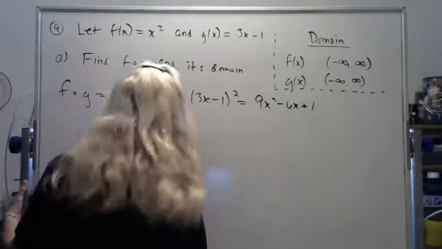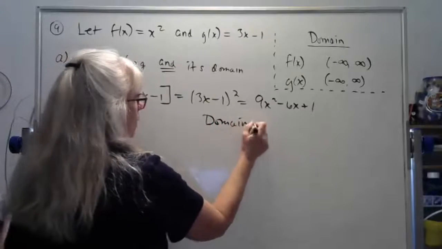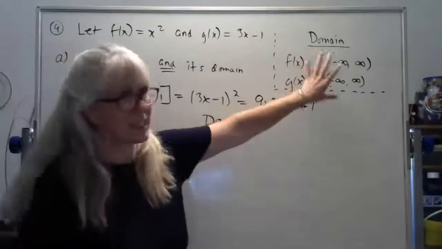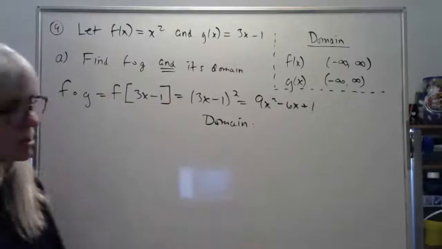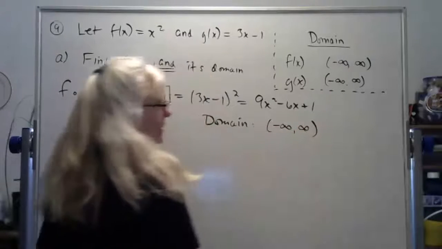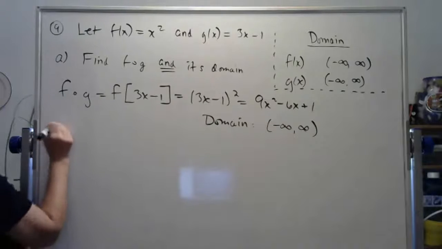Okay, now what's its domain going to be? All real numbers. Yeah, so because we don't have any restrictions here, and because this is still a polynomial, it still has no restrictions. So yeah, negative infinity to infinity. So not ugly at all. Okay, and part B, let's go the other way.